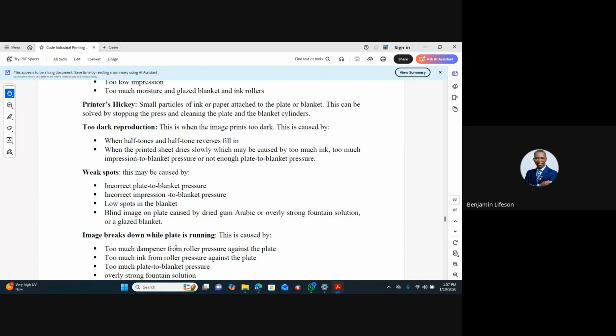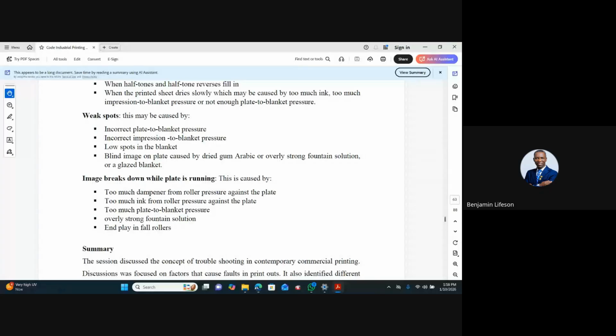So, weak spots. This may be caused by incorrect plate to blanket pressure, incorrect impression to blanket pressure, low spots in the blankets, blind image on plate caused by dry gum arabic or overly strong fountain solution, or a glazed blanket.